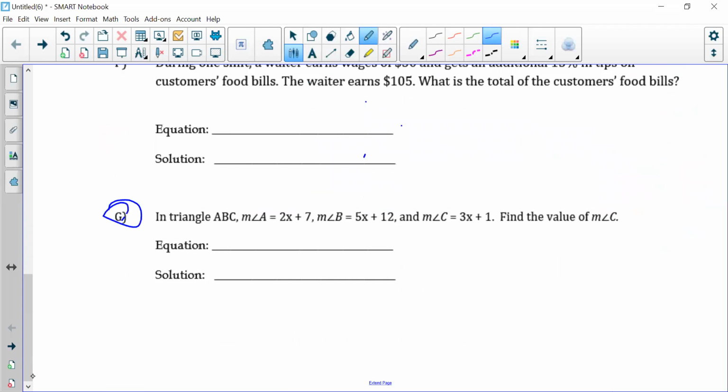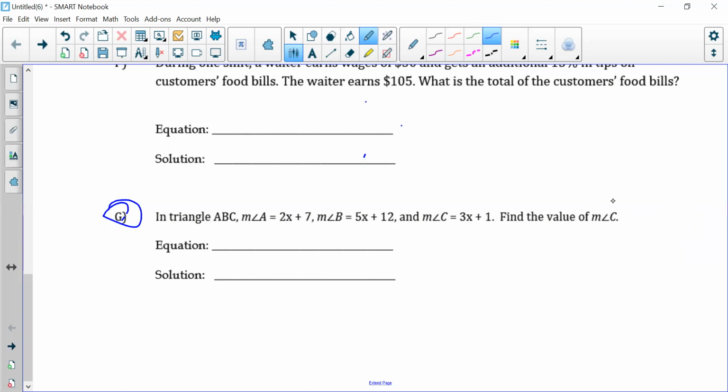In triangle ABC, the measure of angle A equals 2x plus 7. The measure of angle B equals 5x plus 12. And the measure of angle C equals 3x plus 1. Find the value of the measure of angle C. All right. For this, we have to go back to geometry a little bit. Yeah, I know, it's been since spring. You'll be all right.